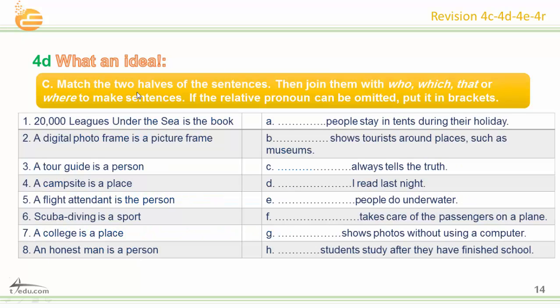C. Match the 2 halves of the sentences, then join them with who, which, that, or where to make sentences. If the relative pronoun can be omitted, put it in brackets.